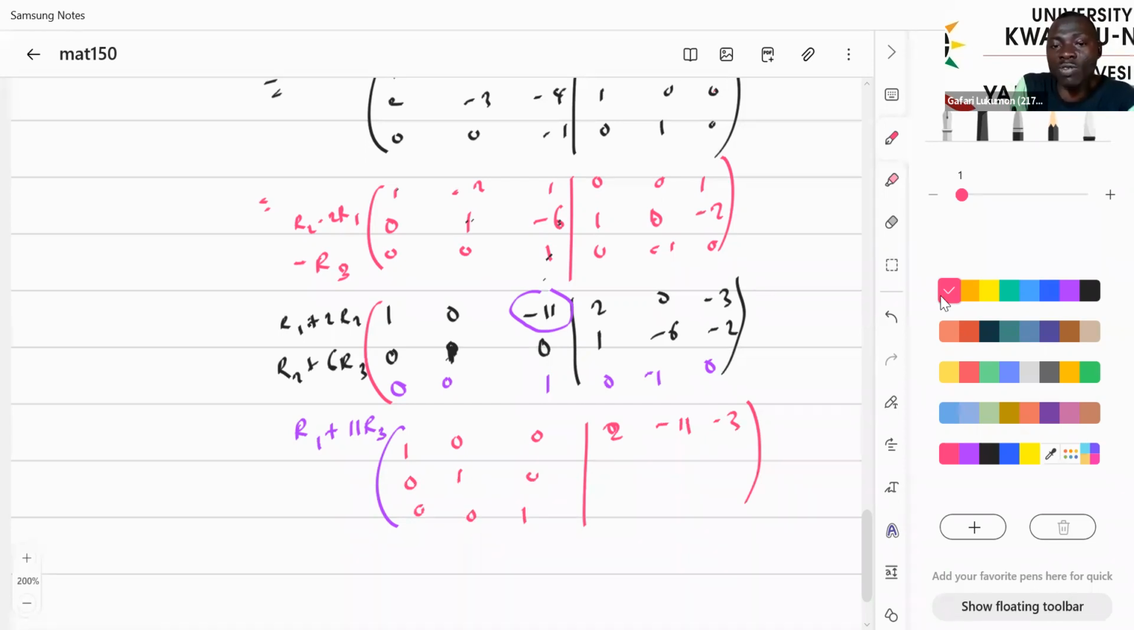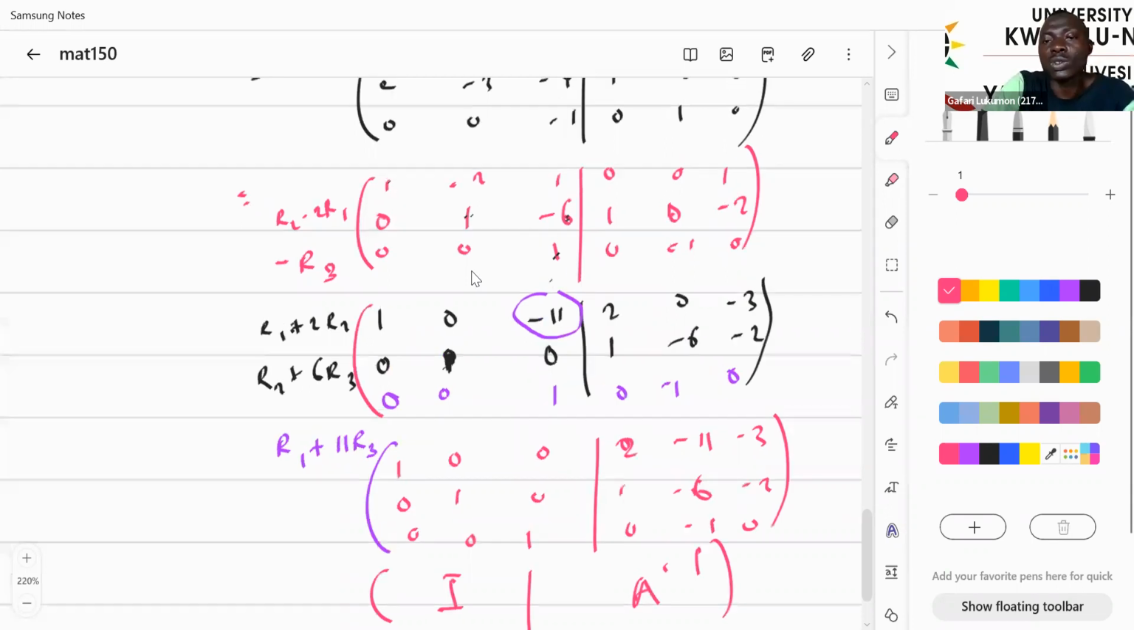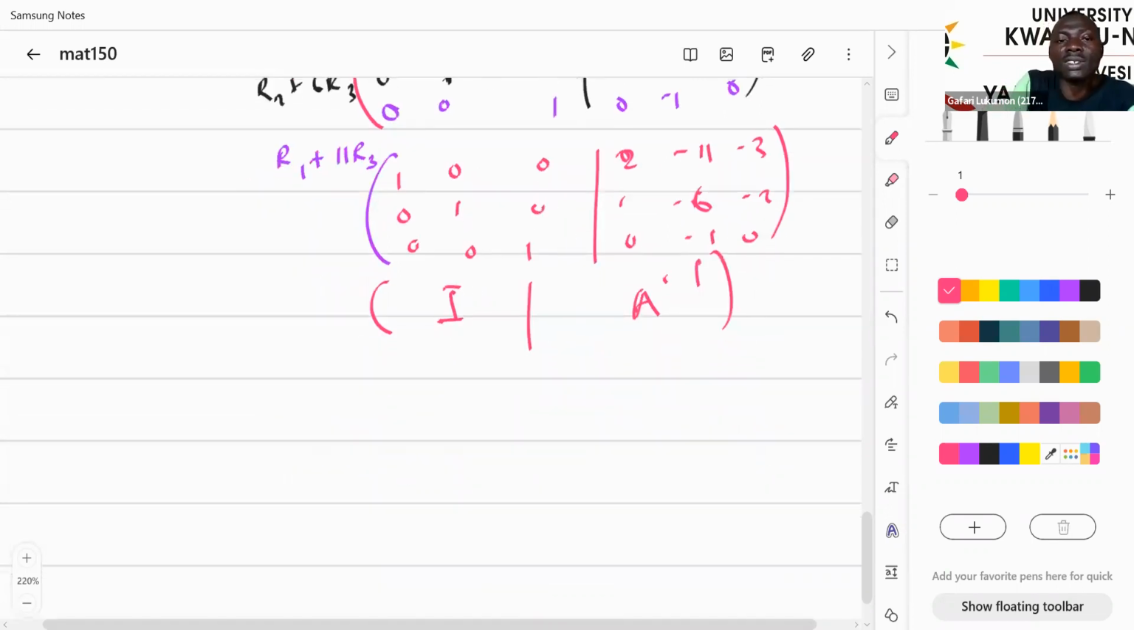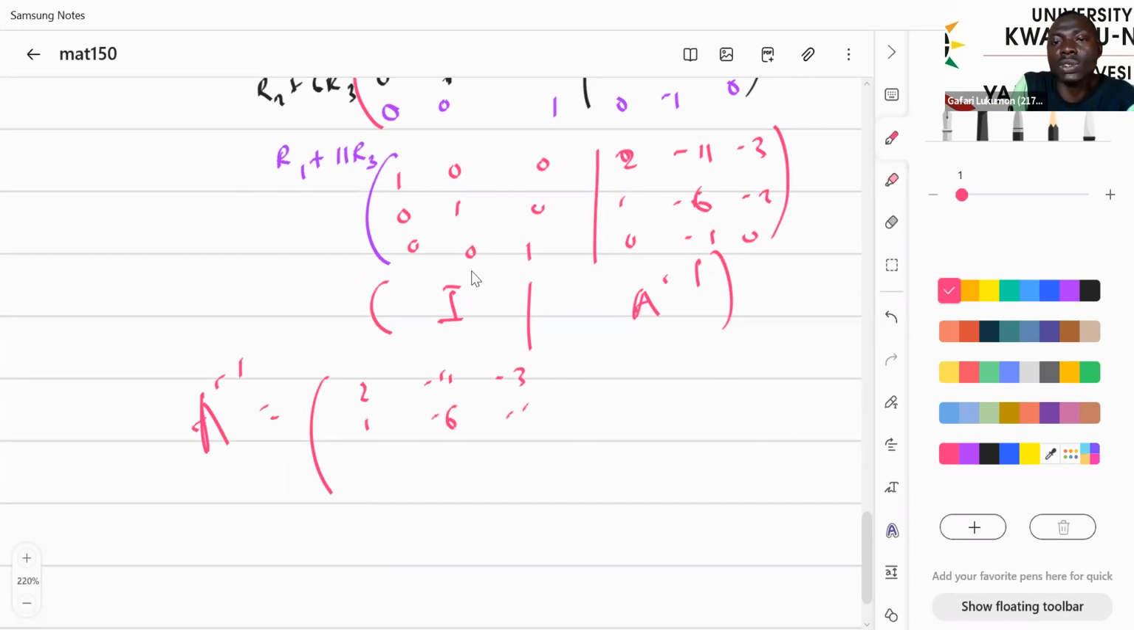You can see we've been able to resolve this to be I, and then what you have at the other side will now be your inverse. Then you can now conclude adequately that your A inverse is equal to 2, -11, -3, 1, -6, -2, 0, -1, 0.